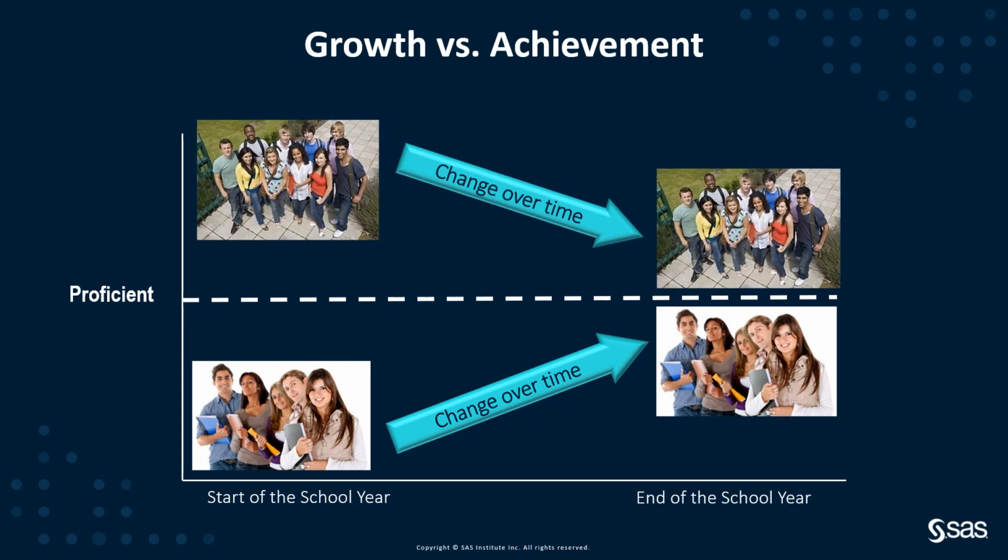Looking at growth, EVAAS acknowledges that academically, students don't all start the year at the same place. So not all students can become high-achieving or even proficient by the end of the year. But regardless of their achievement levels, all students can make significant gains in learning.